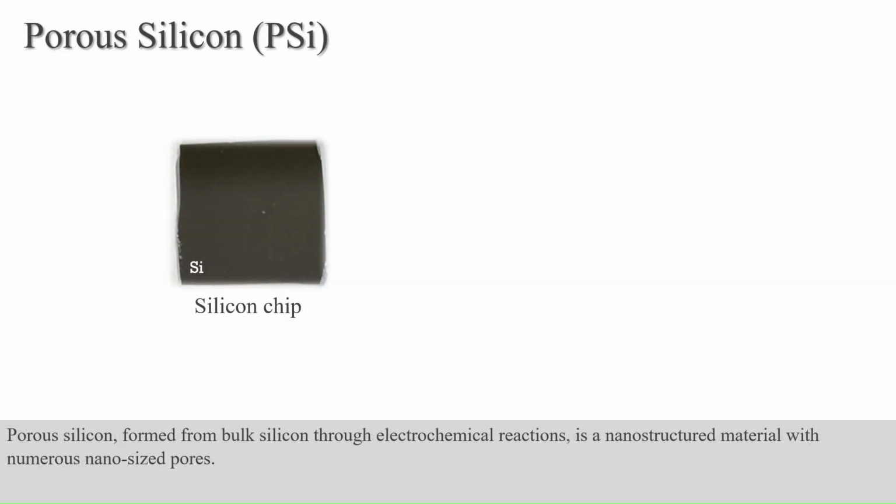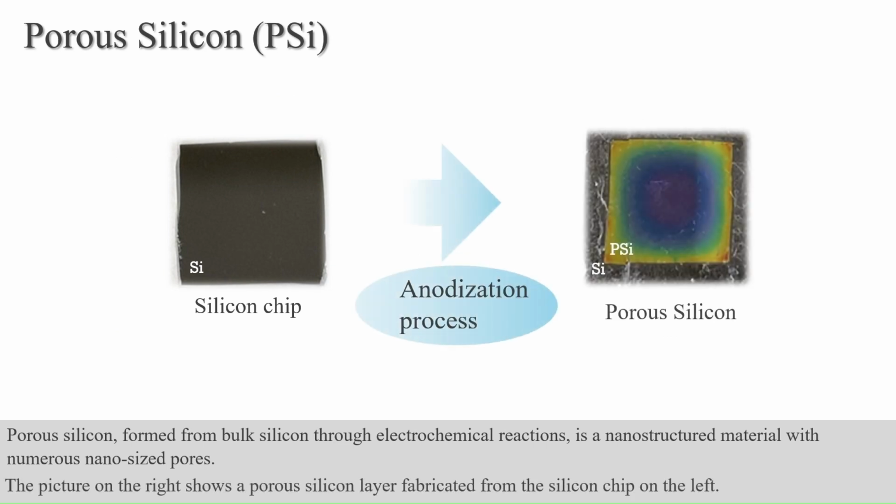Porous silicon, formed from bulk silicon through electrochemical reactions, is a nanostructured material with numerous nano-sized pores. The picture on the right shows a porous silicon layer fabricated from the silicon chip on the left.